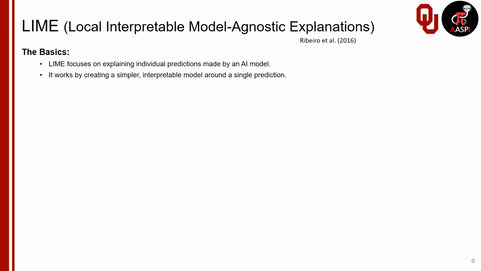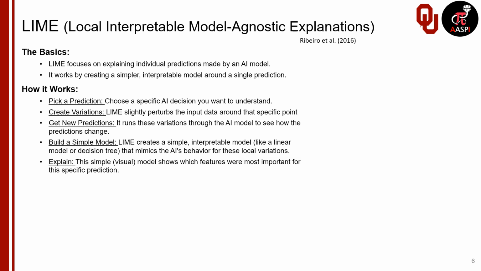LIME is local interpretable model agnostic explanations. This is a method that was first proposed in 2016. In a very basic sense, it focuses on explaining the individual predictions made by the AI model. So it tries to make it a little simpler for us to understand what's going on in that local single prediction.